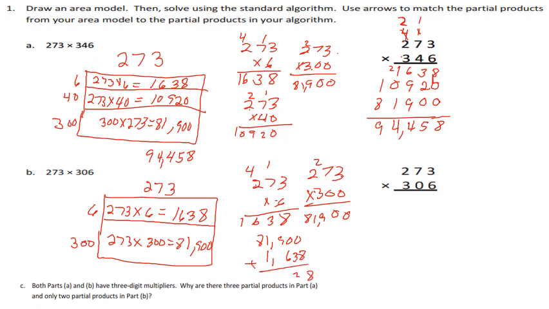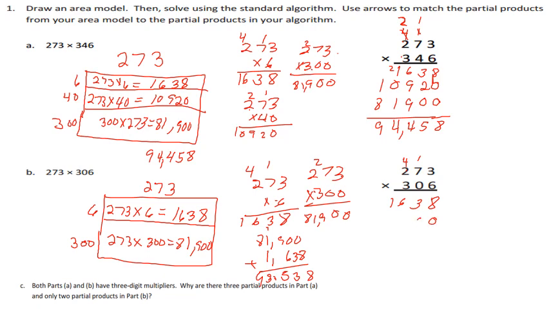1638. We're going to add those two partial products. We have 8, 3, 15, and that'd be 3 and 83,538. Now let's see, doing the standard algorithm if we get the same thing. 6 times 3 is 18, carry the 1. 6 times 7 is 42, and 1 is 43. Carry a 4. 6 times 2 is 12, and 4 is 16.